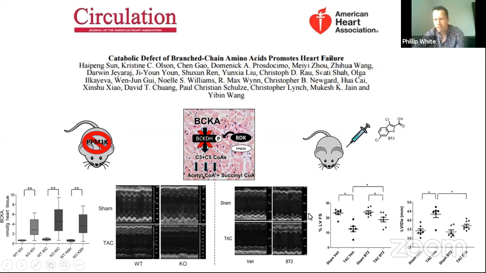Here we can just see the fractional shortening quantified, where there's a reduction in fractional shortening, as one would expect with TAC. And this is abrogated to a large extent with BT2 treatment, which kept the branched-chain keto acids low in those animals. And this is just the left ventricular dimension in systole. You see a similar abrogation of the negative effects of transaortic constriction.